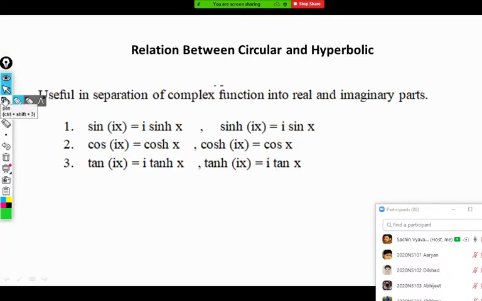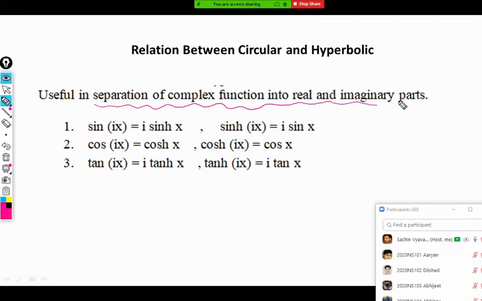So come to the next slide here. Here we are going to see the relation between circular and hyperbolic functions. Now, if we have to convert a circular function to a hyperbolic function or hyperbolic to circular, these formulas are useful. These are also useful to separate the real and imaginary parts. Few questions come in the exam: separate the following equation into real and imaginary parts. That time also we will require it.